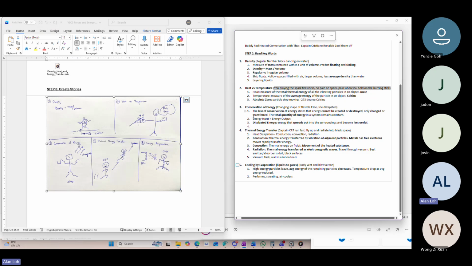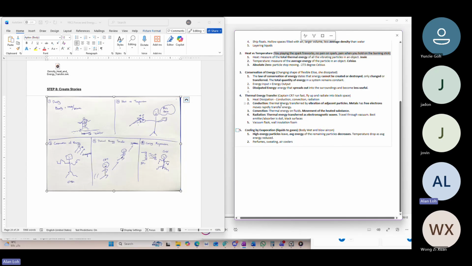Number 3, conservation of energy. I use ELIS because ELIS starts with E and energy starts with E also. So ELIS is a very flexible person, like plasticine, like a plaster. We can shape her into any shape, into a box, into a circle, into whatever you like, up to your own imagination. And then she is so frustrated and she dissipated into air. So that is the story for drawer number 3.